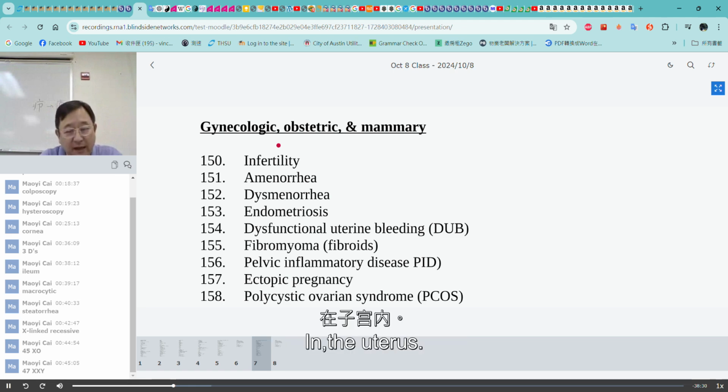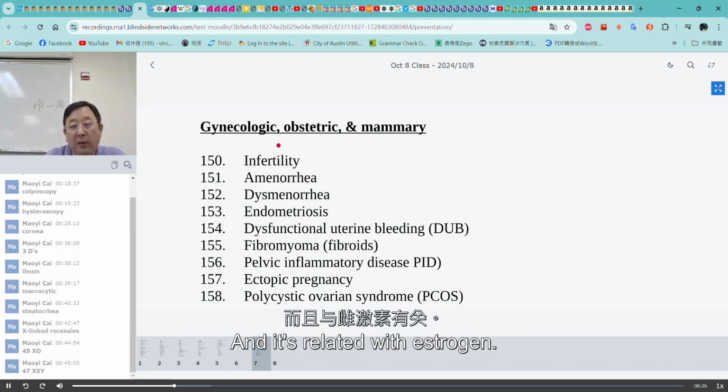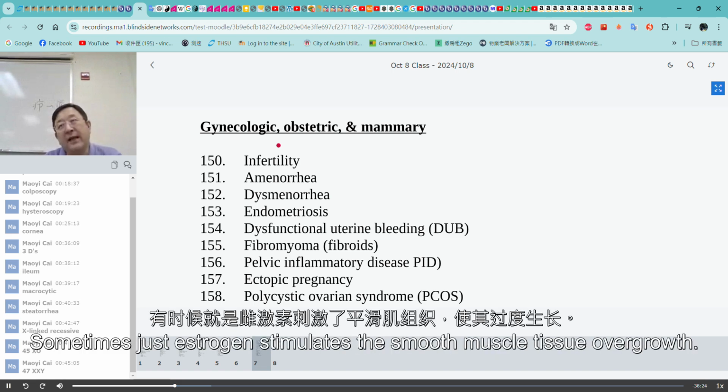In the uterus, they're the most common female tumor. And it's related to estrogen. Sometimes the estrogen stimulates the smooth muscle tissue overgrowth.